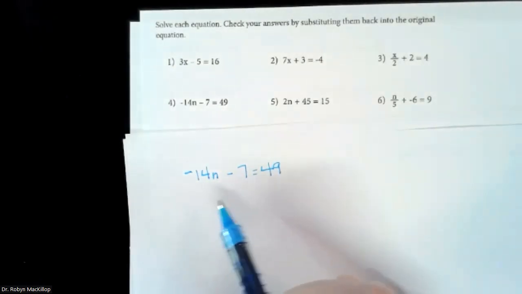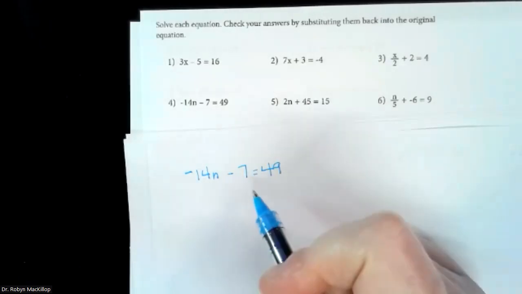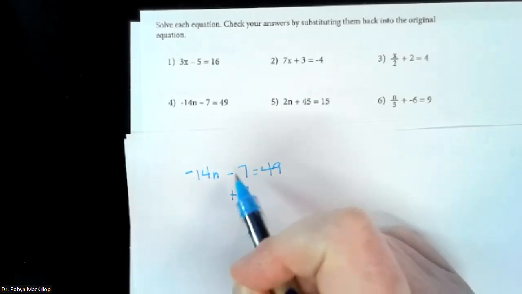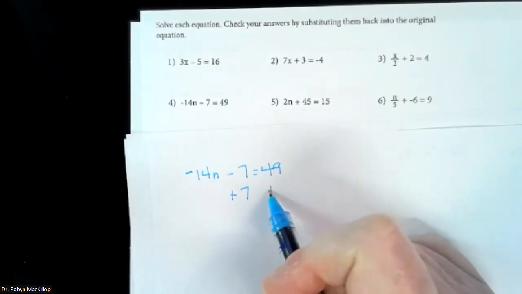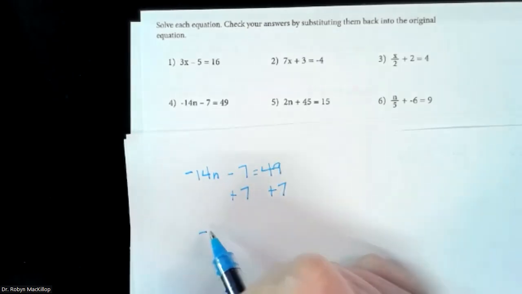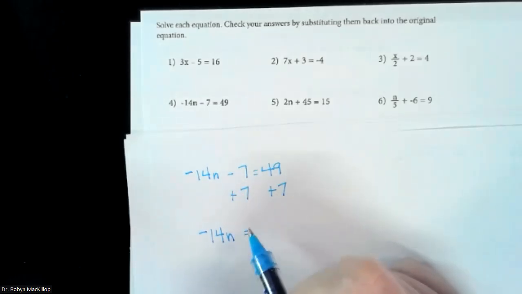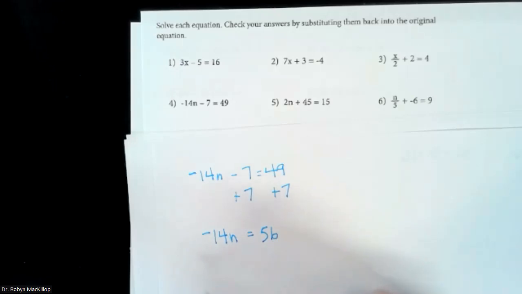All right. So again, we've got this extra 7. We're going to get rid of that. We're going to add 7. That is zeroed out, but we have to add 7 over here. So bring down your -14n. You're done with that. And then 49 and 7 is 56.